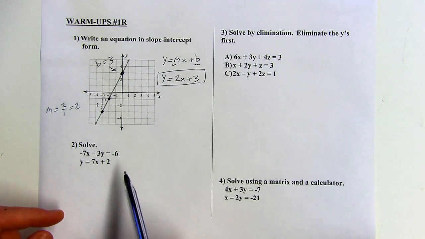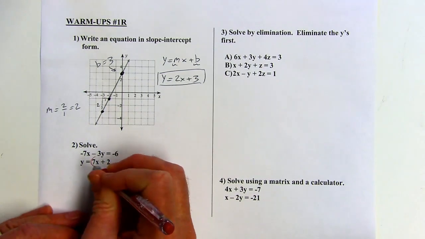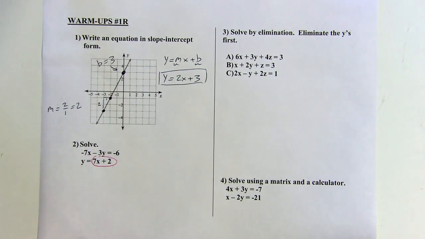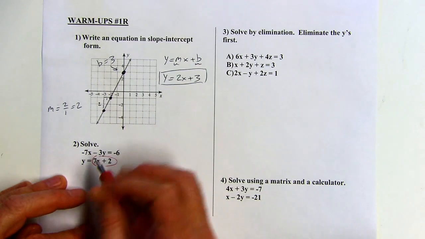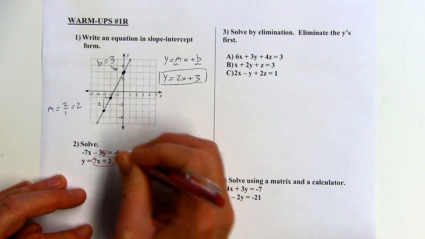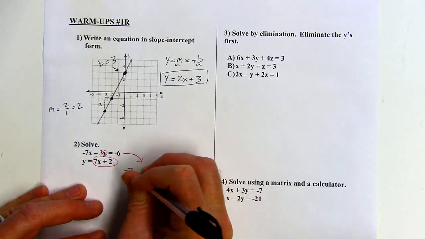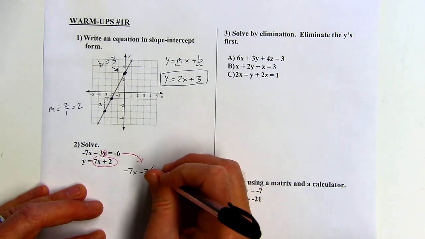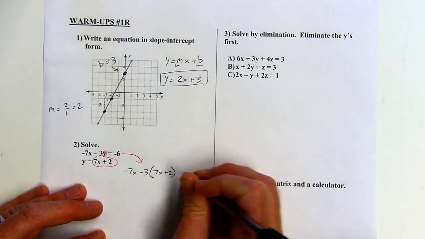So in substitution, I want to isolate one of the variables in one of the equations. And it just so happens that in the second equation, the y is already isolated. y is equivalent to 7x plus 2, right? So I'm going to use that to my advantage. In the other equation, I'm going to replace y with 7x plus 2. So I'm going to replace that y. In this top equation, I'm going to rewrite this as negative 7x minus 3, and then I'm going to substitute in. And every time I substitute, I use parentheses like this. Okay, and then this is equal to negative 6.